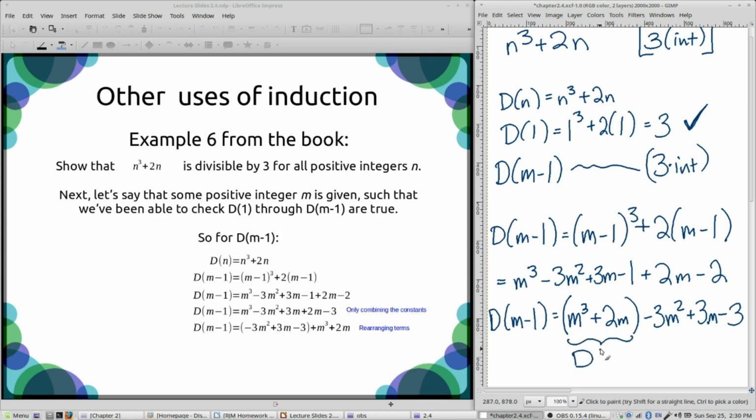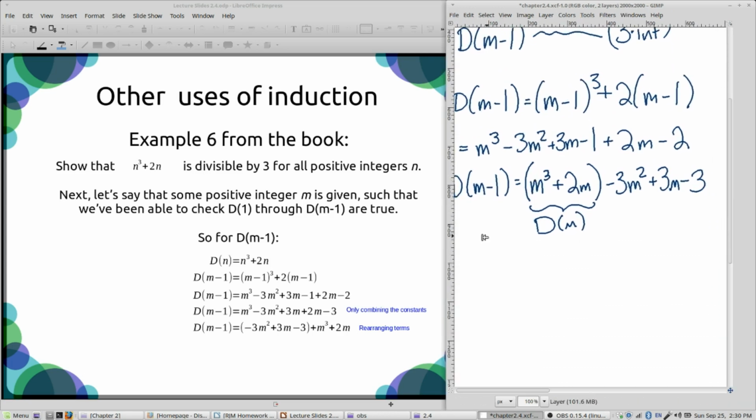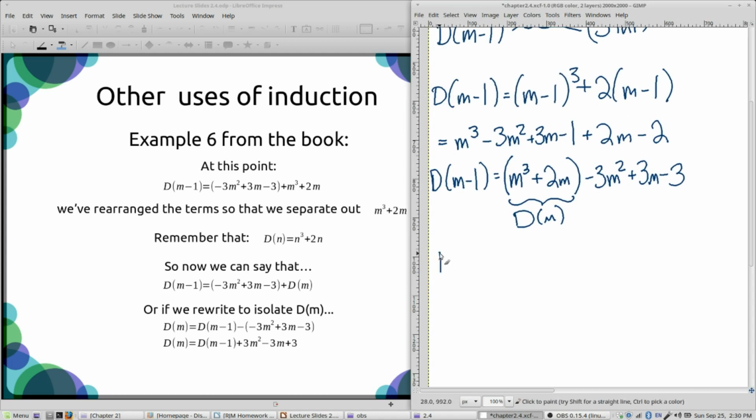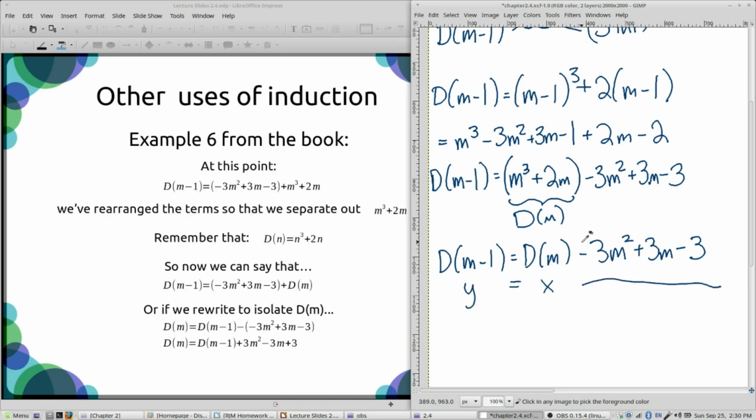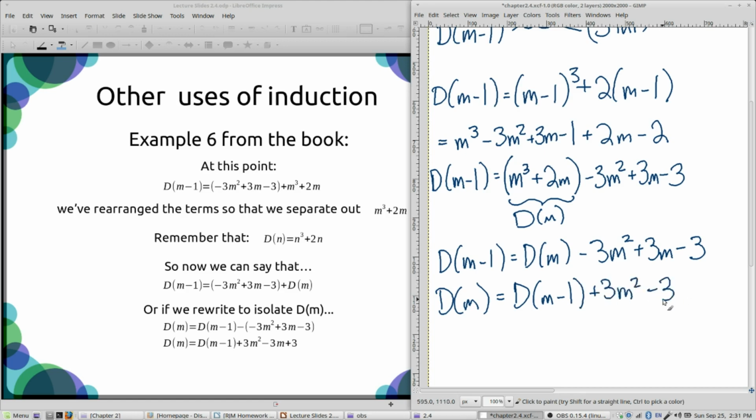And this is equivalent to d of m. So we're going to take this a step further, and we're going to say that d of m minus 1 is equal to d of m minus the rest of this part. So 3m squared plus 3m minus 3. And now I'm going to write this in terms of d of m. So remember when we were solving like y equals x, and we're solving for x, we have to isolate it. So I'm going to move this whole part to this other side. To do that, we have to basically subtract this whole thing, and that's just algebraic stuff. So d of m is going to equal d of m minus 1 plus 3m squared minus 3m plus 3.